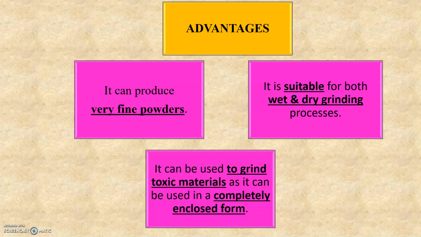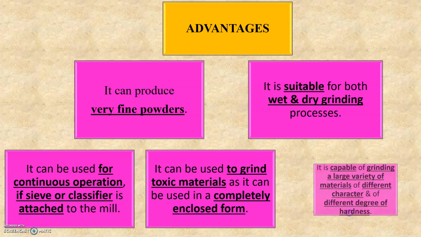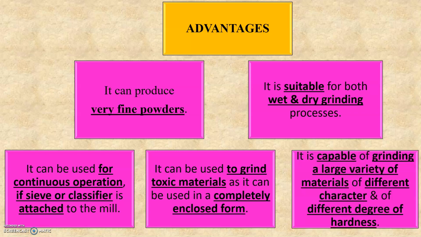Next advantage is it can be used to grind toxic materials as it can be used in a completely enclosed form. Next advantage of ball mill, it can be used for continuous operation if sieve or classifier is attached to the mill. And the last advantage of ball mill is it is capable of grinding a large variety of materials of different character and of different degree of hardness.